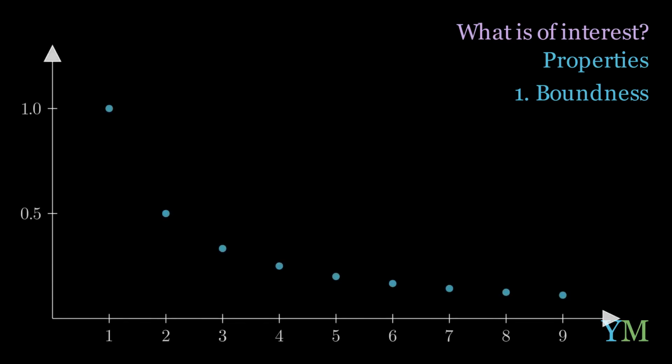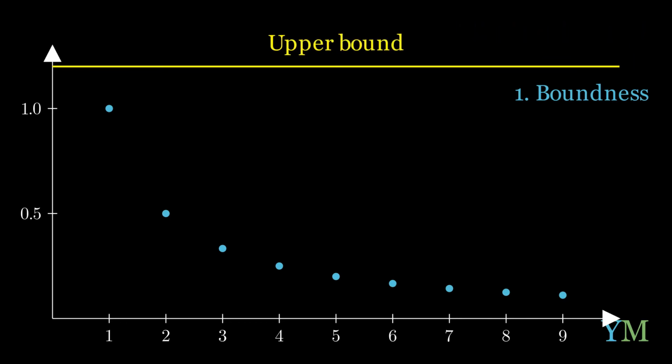To understand it, let's bring back our sequence 1 over n. The values of this sequence can be bounded. We know that the maximum value of the elements in this sequence is 1, the first one. So we can create an upper bound for this sequence if we take a number that is larger than 1. Any number, 1.5, 2, 1.2, is going to be an upper bound for this sequence. All of the elements are going to be smaller than that value. Similarly, we can create a lower bound. In this sequence, we know all of the elements are positive.